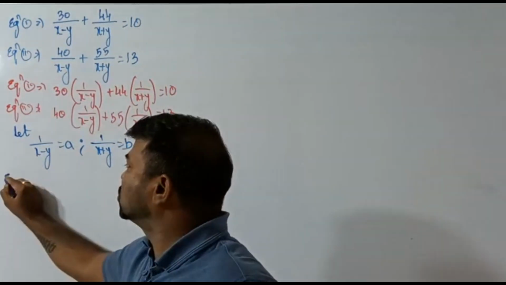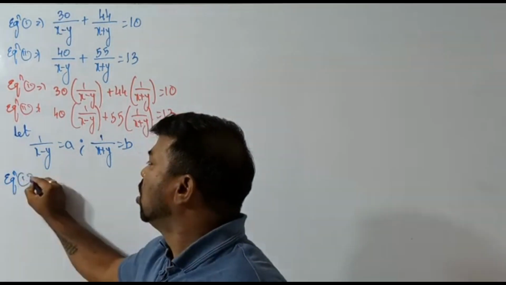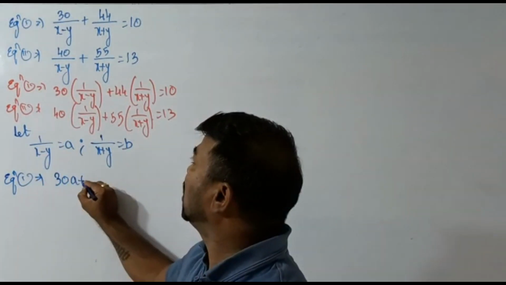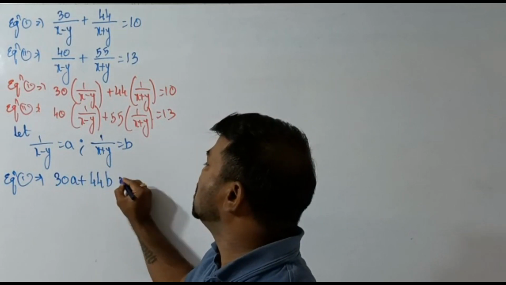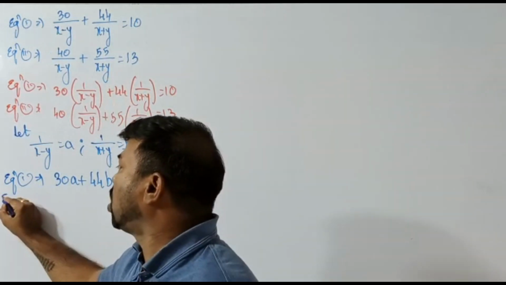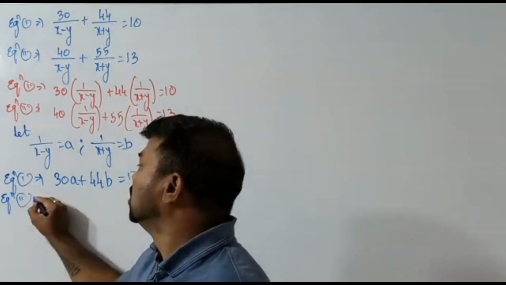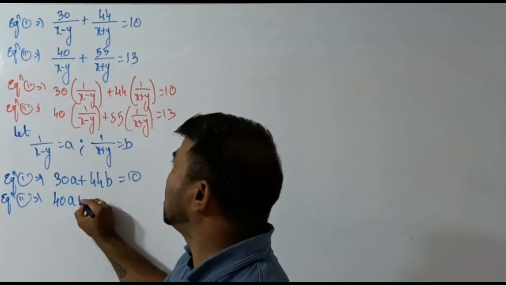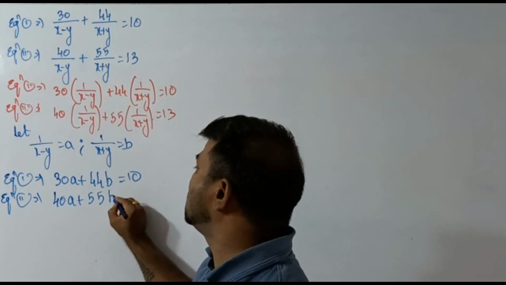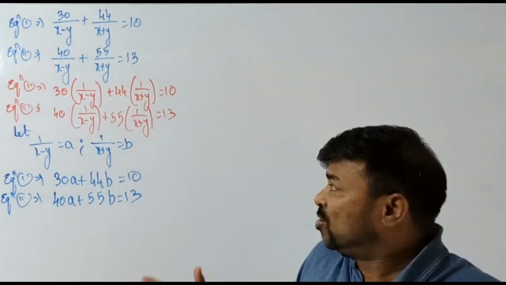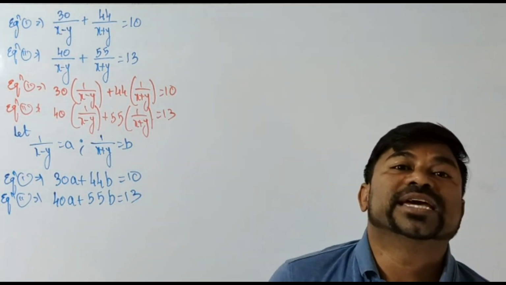Now, what does equation 1 look like? It is 30a plus 44b equals 10. This is nothing but equation 1. And what does equation 2 look like? Equation 2 is now 40a plus 55b equals 13. These are the two equations we got. Now it is reduced to the form of a linear equation.